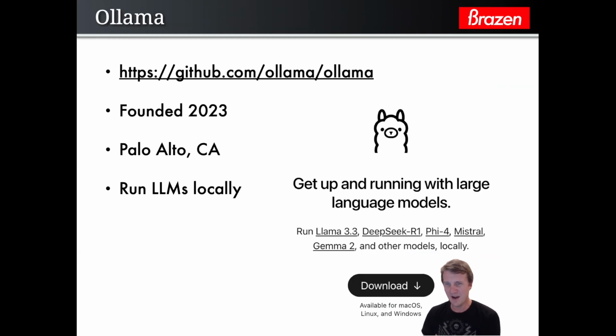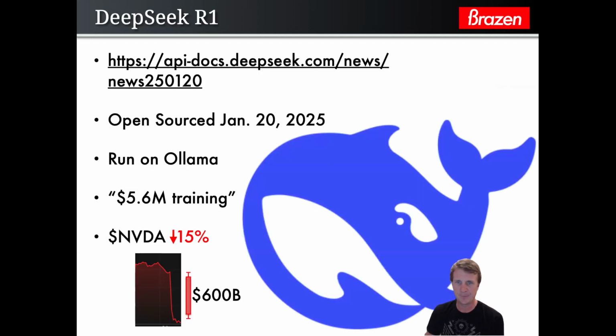So when that came out, it was actually still somewhat onerous to install it on your own system. And a group out of Palo Alto, Ollama, founded in 2023, came out with a decent way to basically run LLMs locally. And so we're going to be using that a little later tonight to get this going.